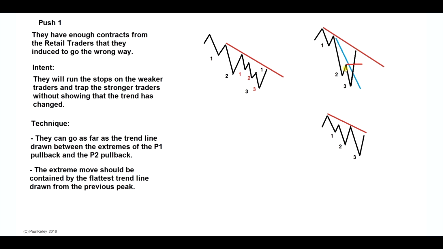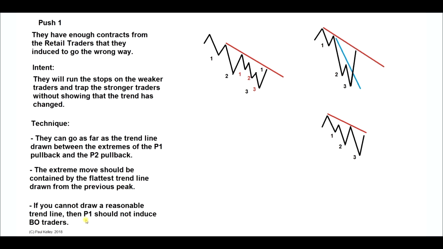Most pushes, the push 1s, will be contained either by a band like this or the extreme of push 2 pullback. It usually doesn't violate both the trend line and the extreme of the push 2 pullback. Okay, so if one doesn't work, like the trend line, the extreme of the push 2 pullback should contain the push 1. Unless it's the aggressive one, then it can go all the way up to there.